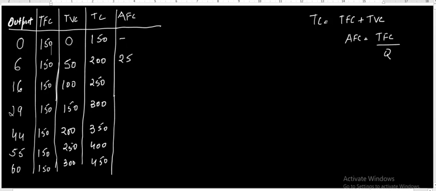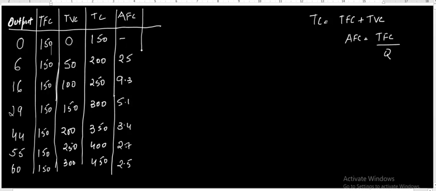150 divided by 16, it is going to be something like 9.3. Now 150 divided by 29, it is going to be 5.1. Then 150 divided by 44, it is going to be 3.4. Then 150 divided by 55, it's going to be 2.7. Then I have 150 divided by 60, it's going to be 2.5.